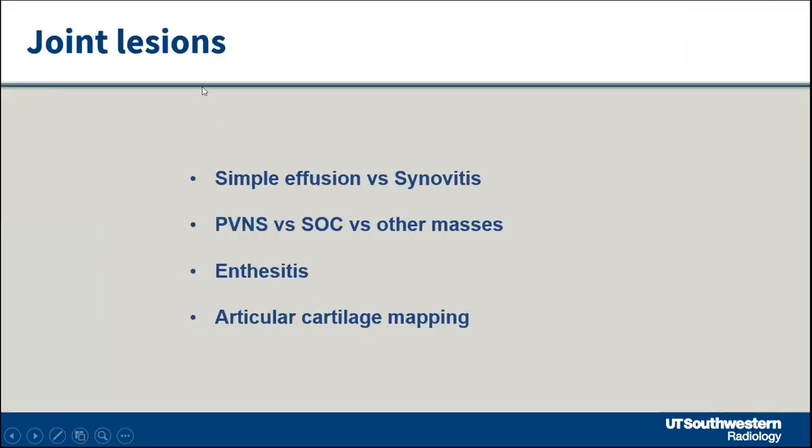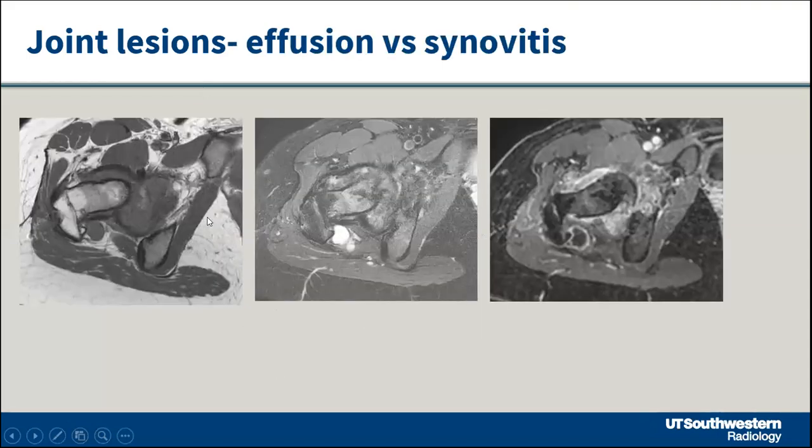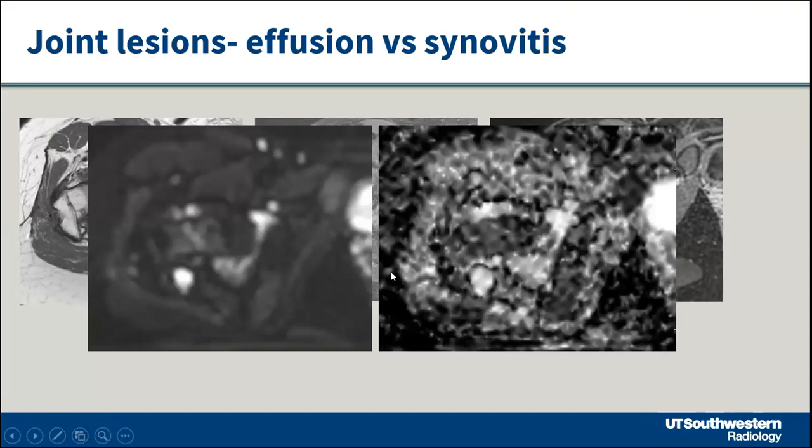Okay, let's move to joint lesions. So we're going to discuss these 4 things. So whenever there is effusion versus synovitis, usually we rely on contrast. We look for some synovial thickening and we look for enhancement, right? That's how we know synovitis. What will happen on DWI?